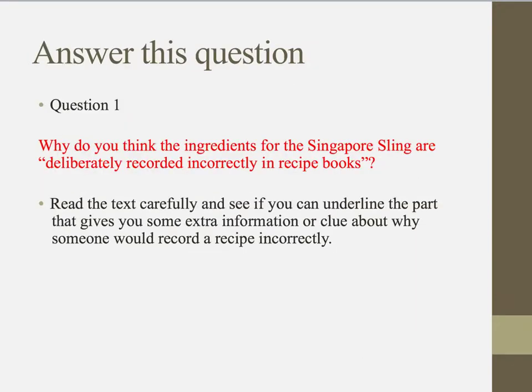All right, now we have to try to answer this question. Why do you think the ingredients for the Singapore Sling are deliberately recorded incorrectly in recipe books? So don't look at the next slide. Try to read the text carefully first and see if you can underline the part that gives you some extra information or clues about why someone would want to record this recipe incorrectly. It will be best if you can pause the video here for a few seconds, try to answer it, and try to underline the parts of the passage that give you the clues.